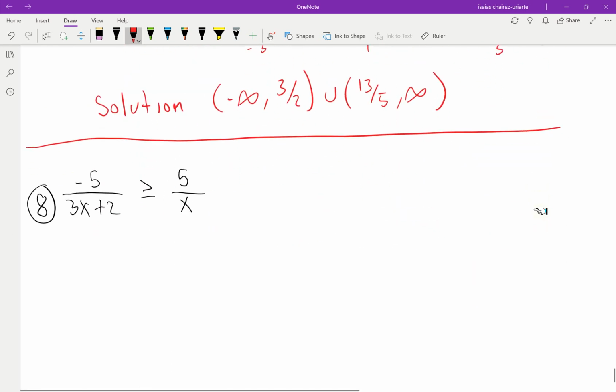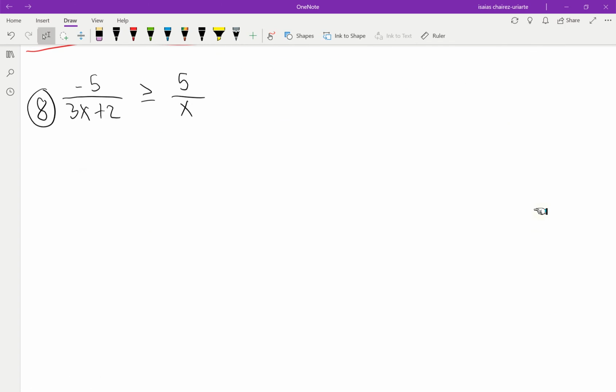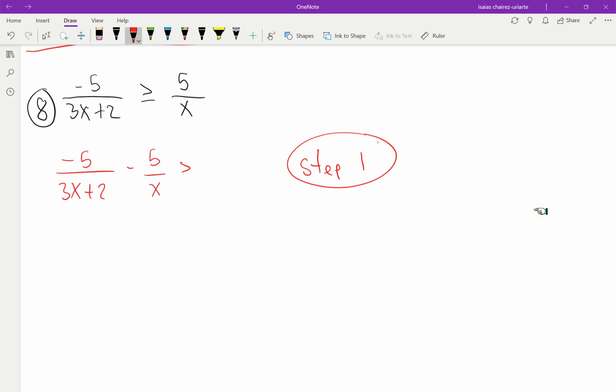Last example. This one's a lot of the same ideas. Maybe the arithmetic gets a little bit messier here because there's a few more x's to deal with, but it's the same procedure. So my step 1 again is to set this thing equal to 0. All right, so let me get on with that. So 3x plus 2 minus 5 over x is bigger than or equal to 0. I've subtracted the negative 5 over x.